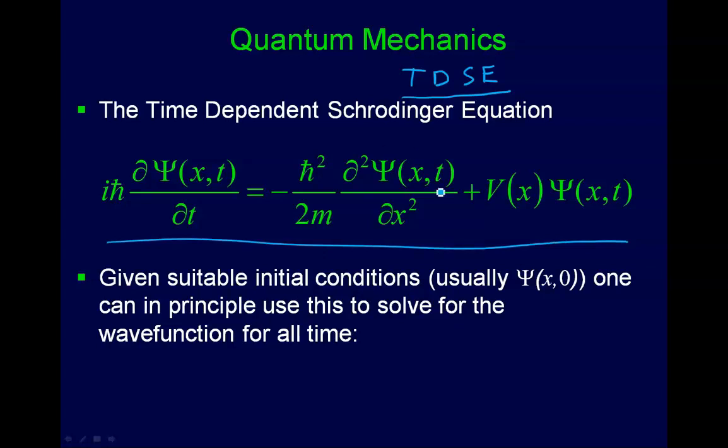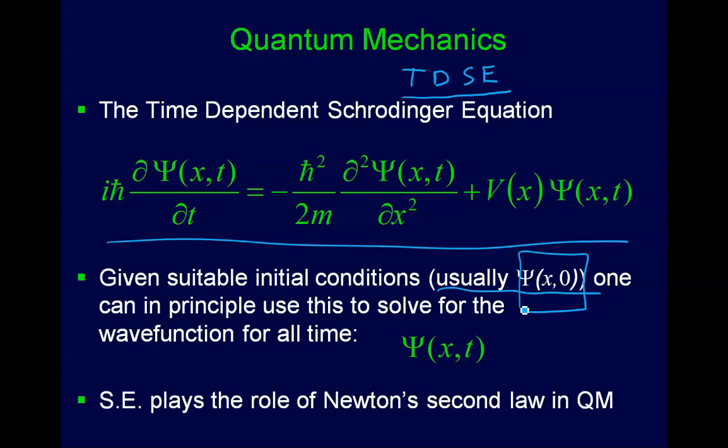So given suitable initial conditions, usually we'll be given the initial wave function. One can, in principle, use this to solve for the wave function for all time. And we'll see that the method for doing this is basically the same method we've been using for time evolution with our state vectors. And so the Schrodinger equation plays the role of Newton's second law in quantum mechanics.